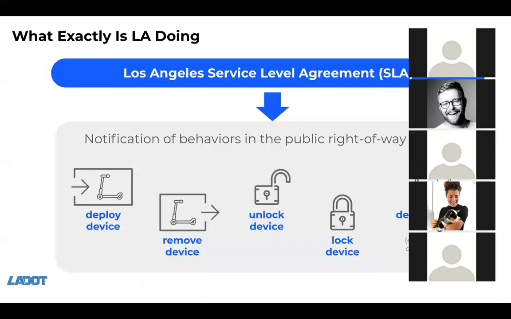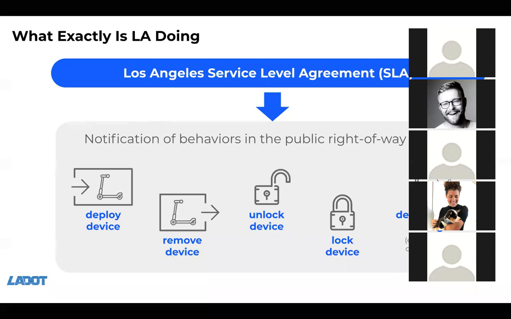So what is it exactly that we're seeing? Through MDS, we're able to see a whole lot of different behaviors. We're able to see device deployment, devices being removed from the right of way, when it's being locked and unlocked, and basically any device status change. And this is something that we expect to do on multiple modes. So dockless for us is just the tip of the iceberg. We are actually expanding these modes onto taxis as we speak, and we'll be expanding it to all of our other modes in the future.